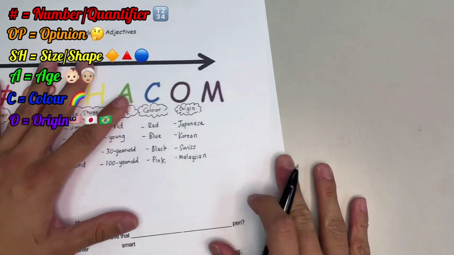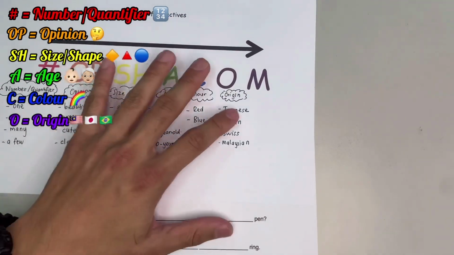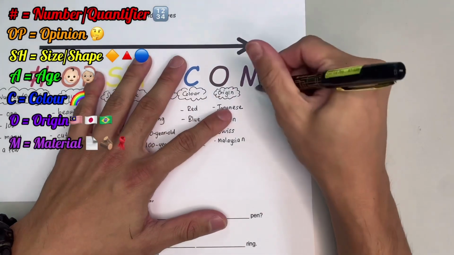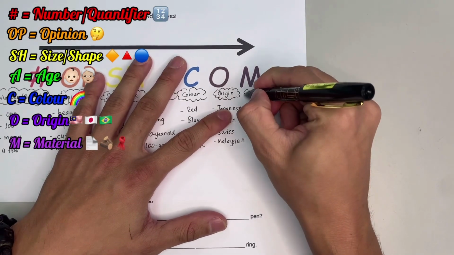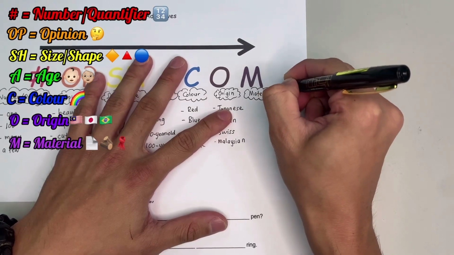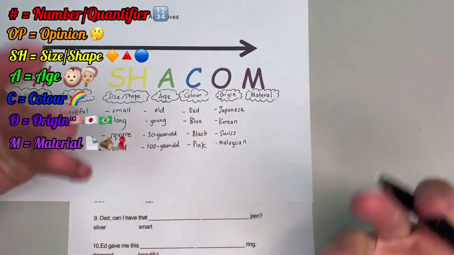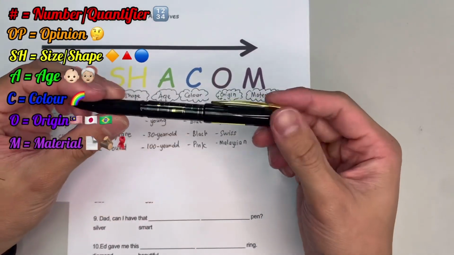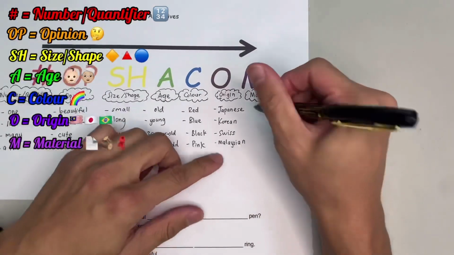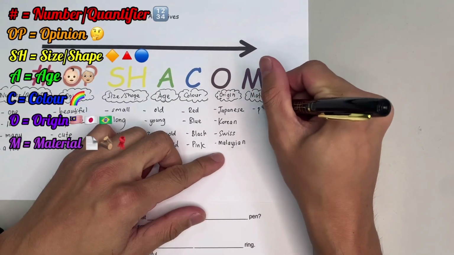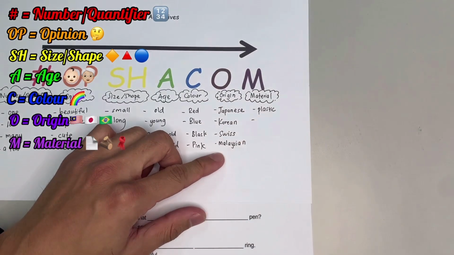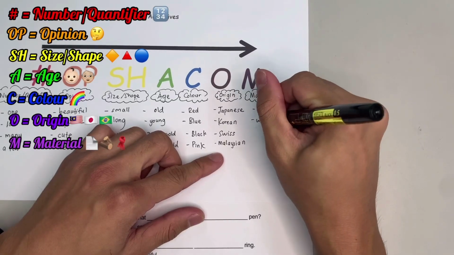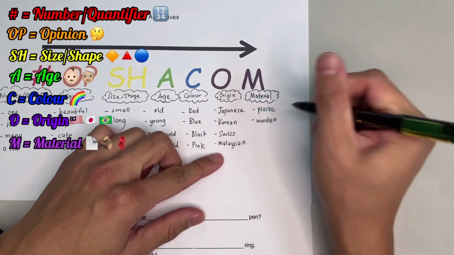Lastly we have M for material or bahan. What is the noun made of? What is this pen made of? It is a plastic pen. It's made of plastic. So plastic is the material of the pen. What is this table made of? It is a wooden table. So it is made of wood.